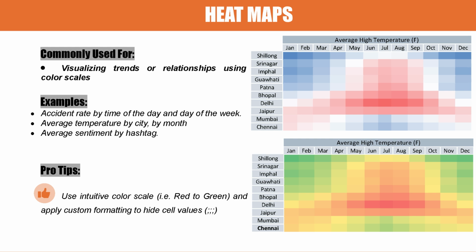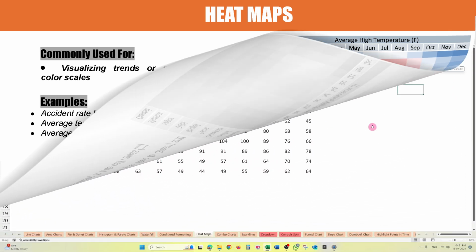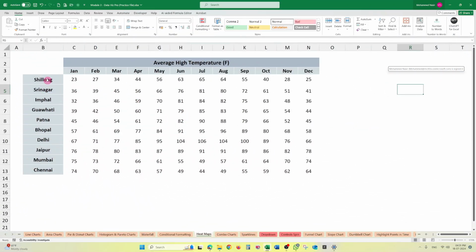Alright, now I am switching to the Excel workbook to show how we can create a heat map in Excel. So here we have some cities of Indian states and some months of a particular year, and the temperature of each month for each city is recorded.